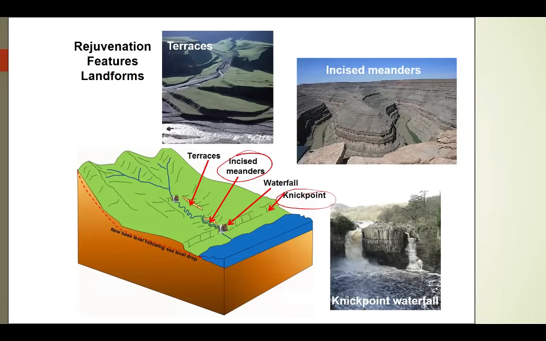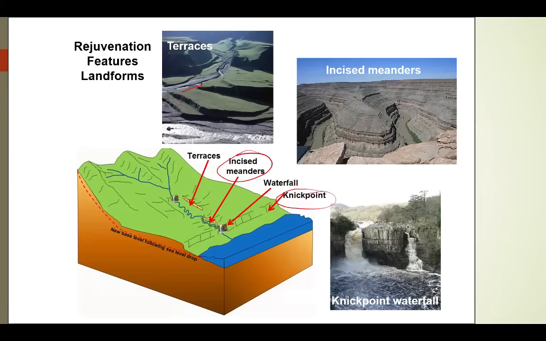And then you can see now we have terraces, meaning that the river valley was at this point, then it came to that point, then it moved to that point. So it is terraces that indicate that rejuvenation has been taking place over a period of time.